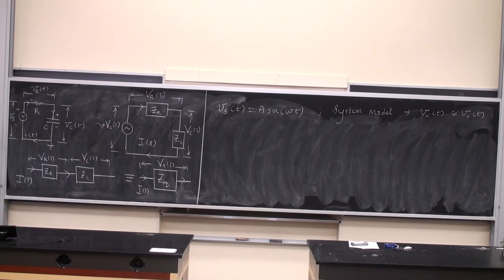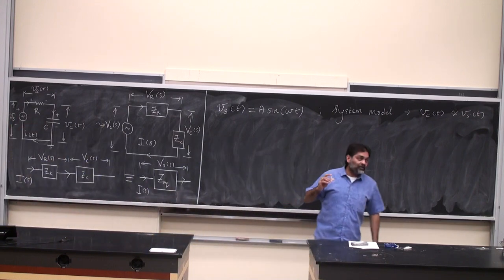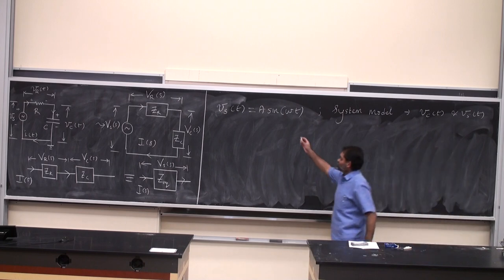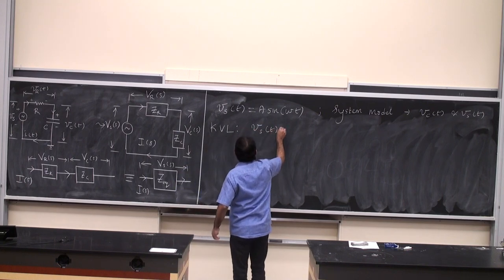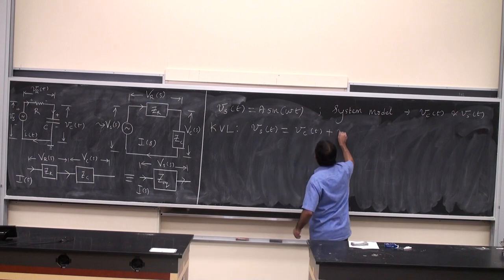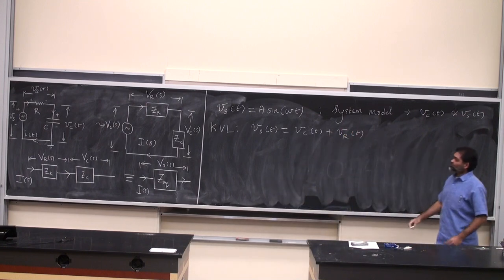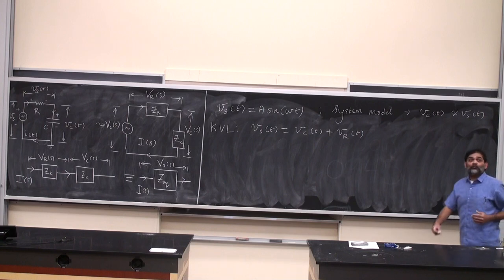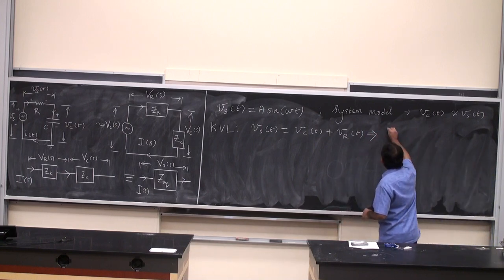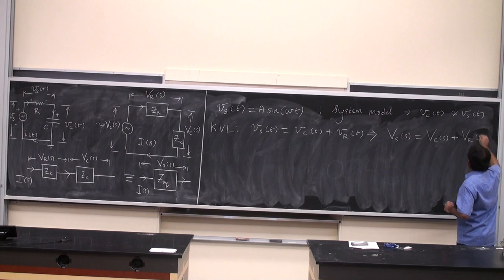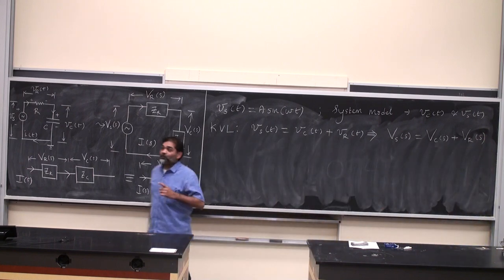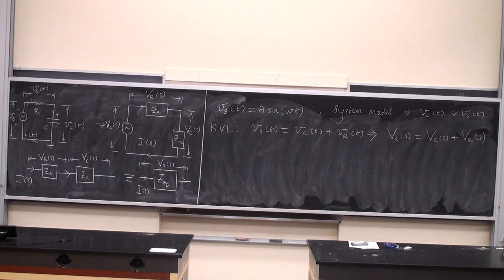Before we go into the frequency domain, we have a couple of things. My application of Kirchhoff's voltage law, which is typically the second law: the source rises is equal to the potential drops. Okay, so from KVL, Vs is Vc plus Vr. This is in the time domain. Take Laplace transform on both sides. This also holds true in the frequency domain. Okay? That's the first thing.